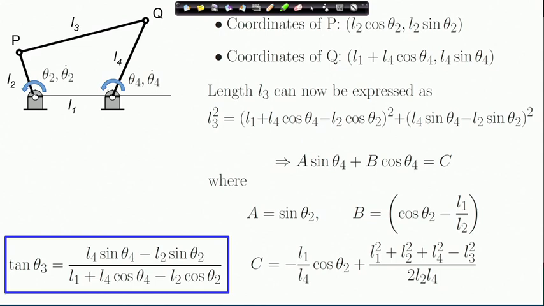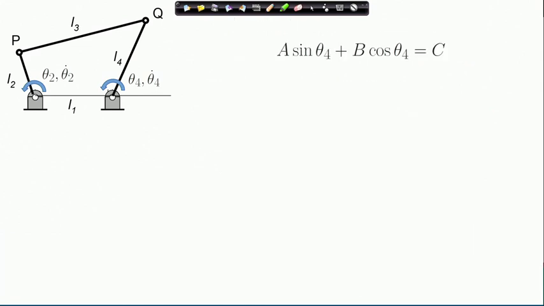So, let us proceed further. This is our expression that relates theta 4 with theta 2. So, A, B, C has theta 2 as we have just now seen.